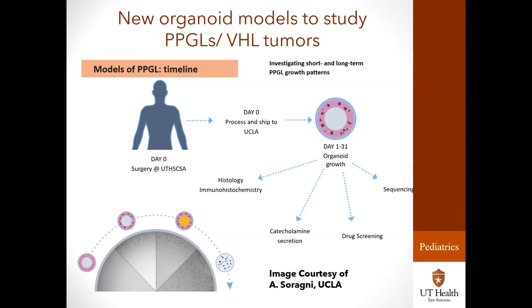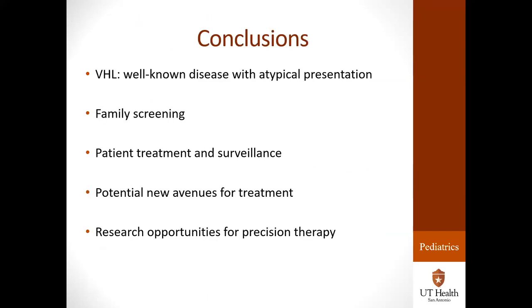Next slide. So I wanted to conclude by discussing what we presented today. So this was an exemplar of an atypical and challenging presentation of a well-known disease, VHL, showing the impact that the diagnosis had on planning the patient's therapy and surveillance plans, how this can also be extended and was extended to other family members, and how it can affect their follow-up as well. We talked about new avenues for therapy and where the research is headed in this area.